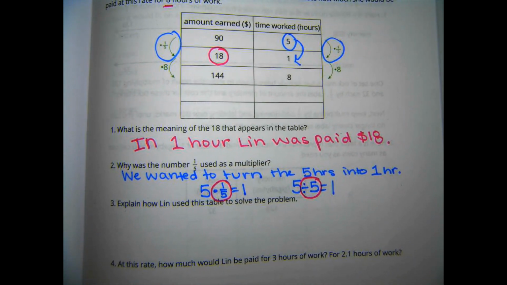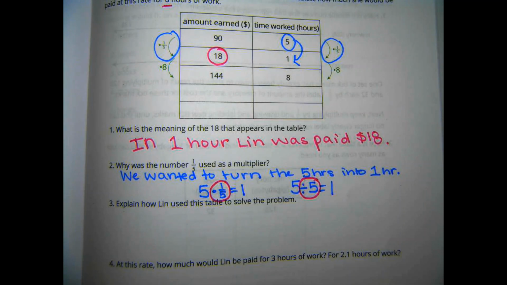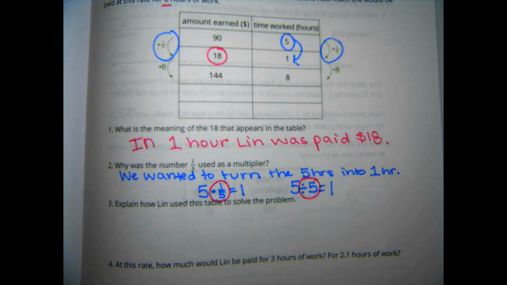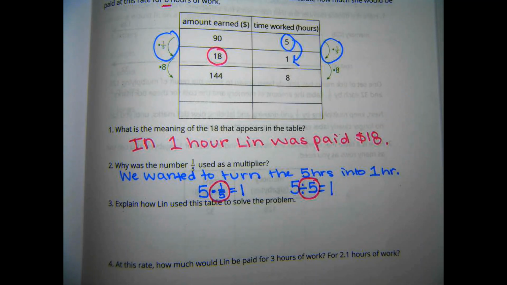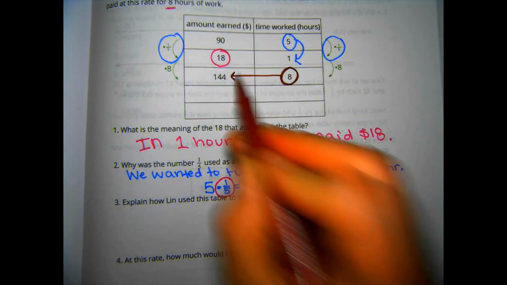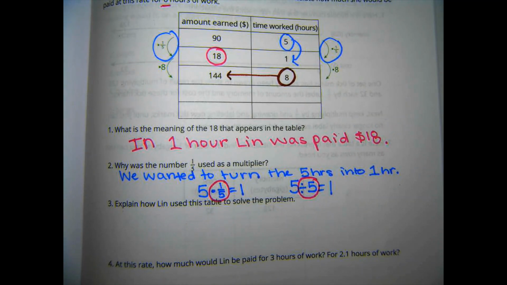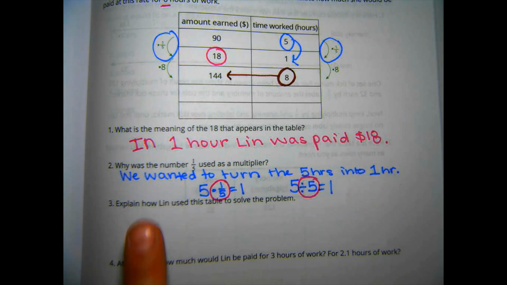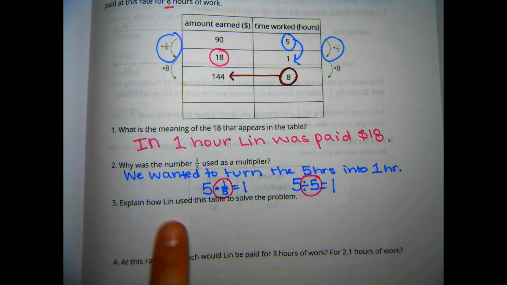Number 3, explain how Lynn used this table to solve the problem. So remember, Lynn was trying to figure out how much she would be paid for 8 hours of work. Figure that out right here. But how did she figure it out? Will you please pause the video, write how Lynn figured that out, and then push play.